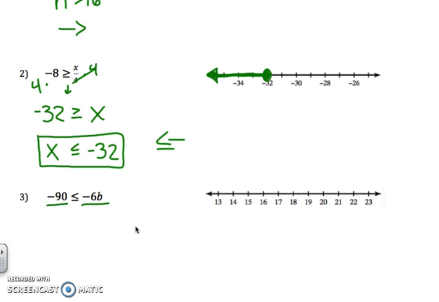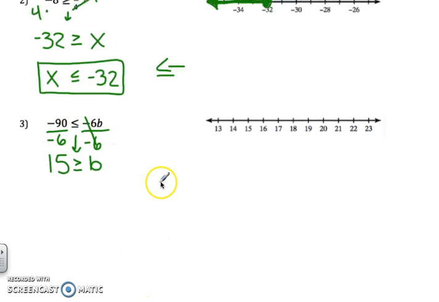I'm going to divide by a negative 6 first. Okay? You are going to immediately flip that sign. You divided by a negative, so you have to flip your inequality sign. Okay? Negative 90 divided by negative 6 is going to be 15, positive. And then I'm going to bring my b down. Okay? With inequalities, you have to make sure to bring them directly below what you solved. So what's wrong with this is I have a letter on the right side, so I need to flip the whole problem around and get b less than or equal to a 15.